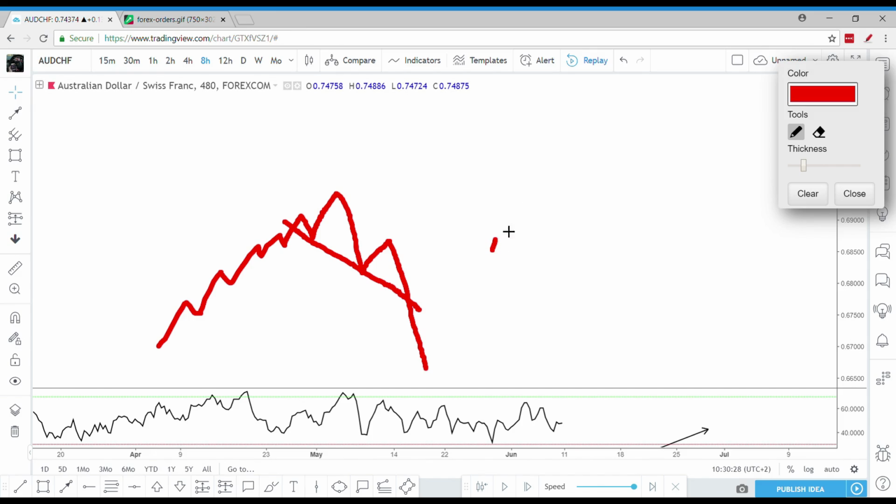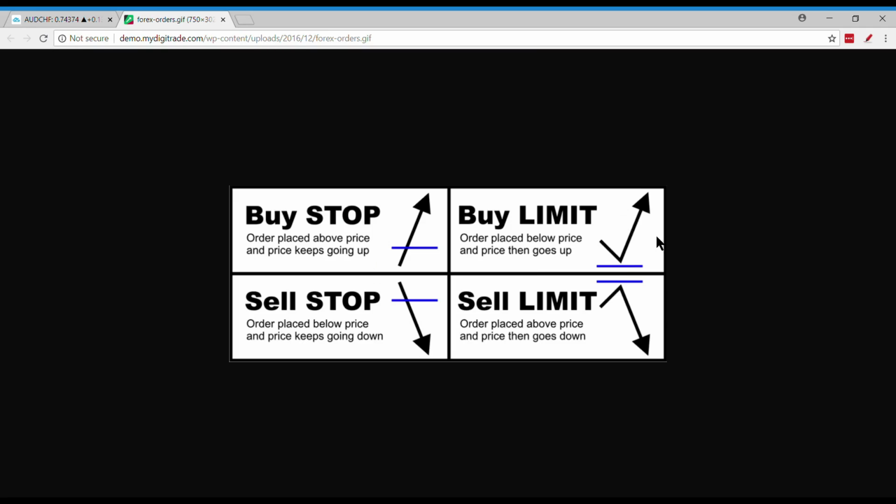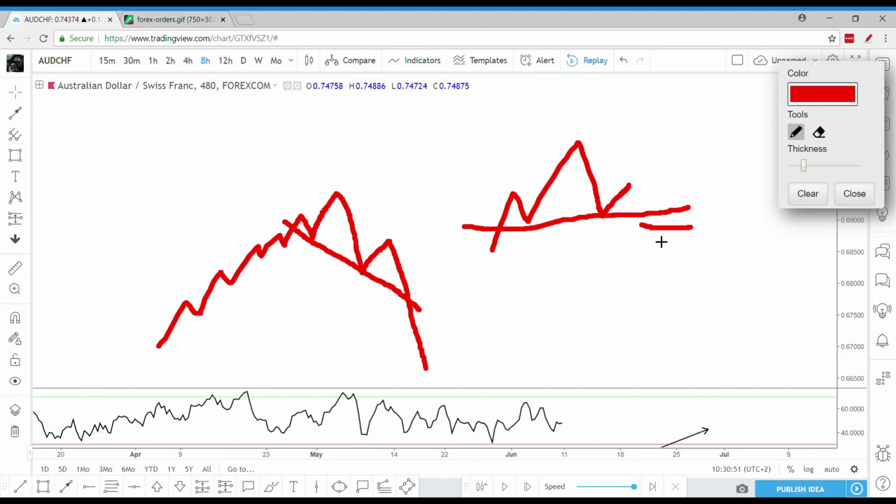If you're here, you could put some fibs to try and short it, but you basically want to wait for a break. You could put an entry order here, so that's a sell stop. Remember, sell stop: order placed below price, and price keeps going down. It will do this, bam, with your stop loss here and target here. However, sometimes the market will spike. It will spike down, then go back up.